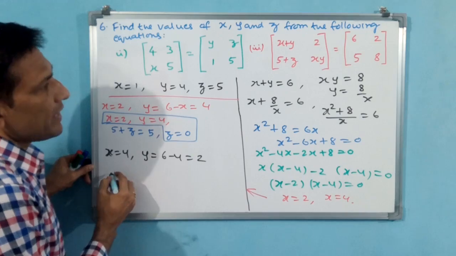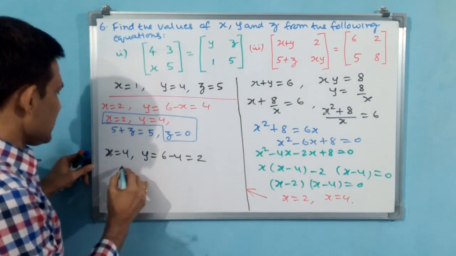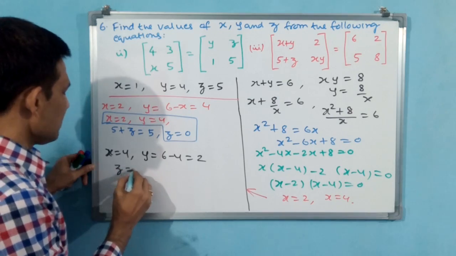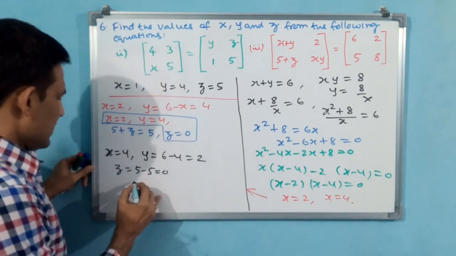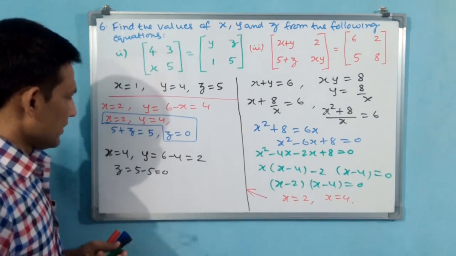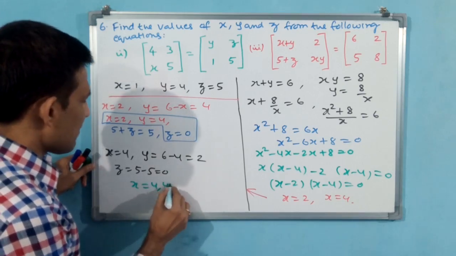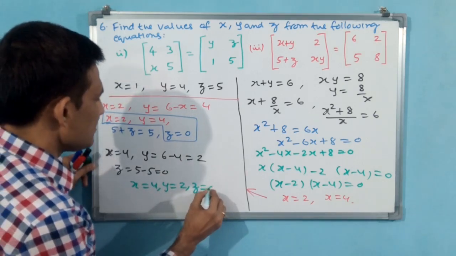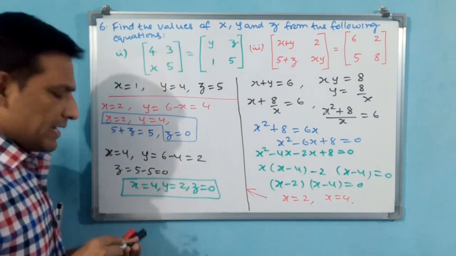Okay, now z also, we will write 3. Z, see, you don't have any other option. Z is equal to 5 minus 5, that is equal to 0. Z is 0 only. Write down all the three. Then write all the three. X is equal to 4, comma, y is equal to 2, comma, z is equal to 0. Okay, this will be your second answer.